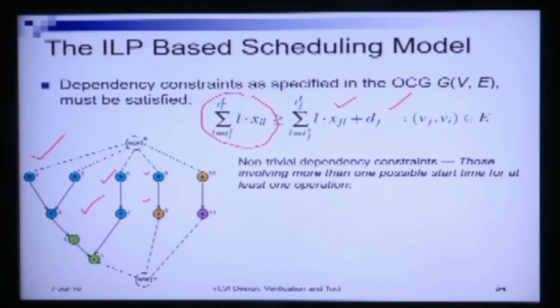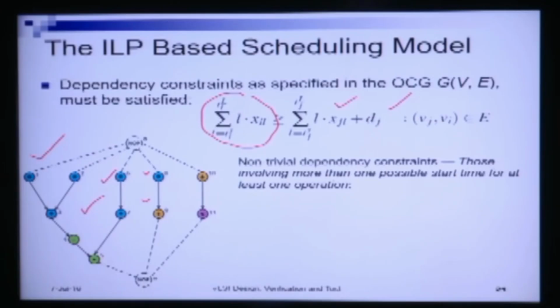Now, in our example, we don't show all the dependency constraints here, but show only the non-trivial dependency constraints. And what do we mean by non-trivial dependency constraints? Those dependency constraints involving more than one possible start time for at least one operation. So, what did we say, that all operations in the critical path, operations 1, 2, 3, 4, 5, all of them have only one possible start time. So, a trivial constraint will always exist.